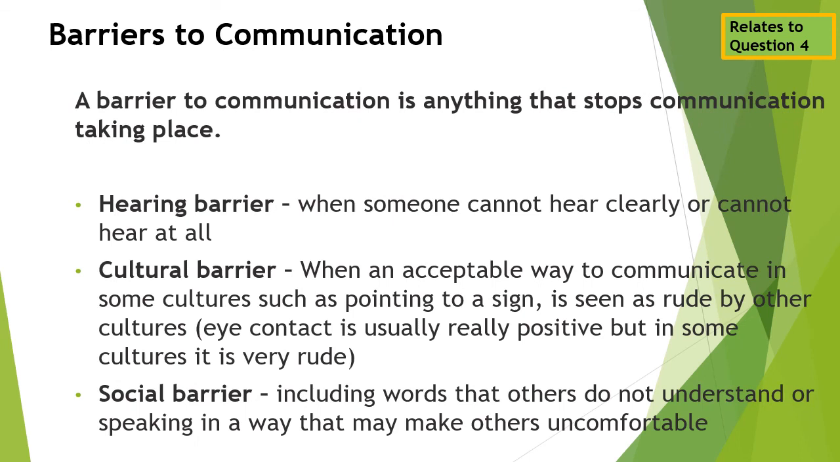A hearing barrier. This is when someone cannot hear clearly or cannot hear at all. A cultural barrier. This is when an acceptable way to communicate in some cultures, such as pointing to a sign, can be seen as rude by other cultures. For example, eye contact is usually really positive, but in some cultures it is classed as very rude. A social barrier, so including words that others do not understand or speaking in a way that makes others feel uncomfortable.